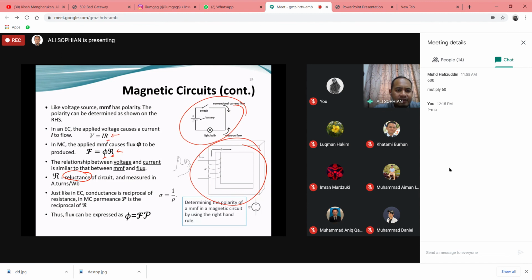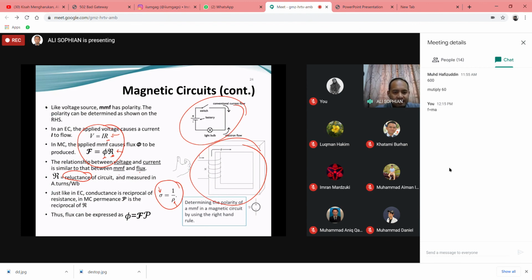Okay, the relationship between voltage and current is similar to that between MMF and flux. So again, if you look at these two cases, they are very similar. And then, just like in the electric circuit, conductance is the reciprocal of resistance, in the magnetic circuit, permeance is the reciprocal of R. So this is in the electric circuit, this is conductance, and this is resistivity.